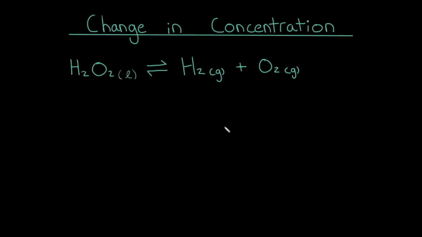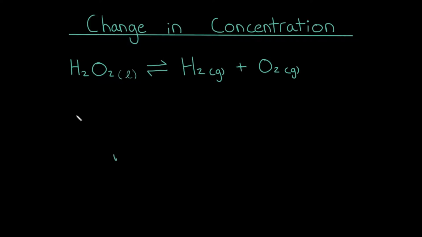In this video, I'll be going over Le Chatelier's principle and changes in concentration, temperature, and pressure. So the first example I will do will involve a change in concentration. And this is the chemical equation that I will be looking at: H2O2 decomposing to H2 and O2 while in equilibrium. So the first question we are asked is, what happens to the equilibrium when we increase the concentration of H2?